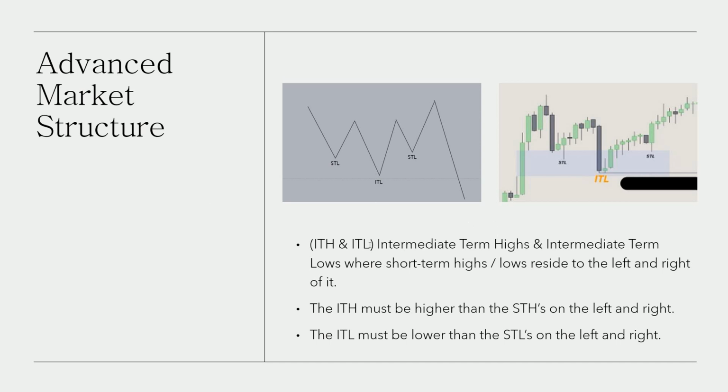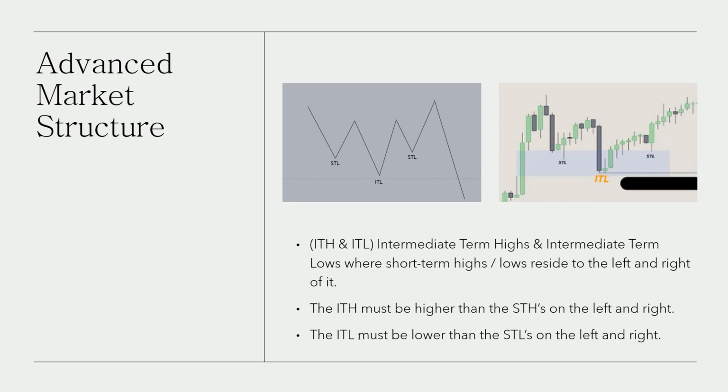Advanced market structure with intermediate term highs and intermediate term lows. So ITLs and ITHs. This is where short-term highs and lows reside to the left and right of it. The intermediate term high must be higher than the short-term highs on the left and right. The intermediate term low must be lower than the short-term lows on the left and the right. Okay, let's look at the left example. Your intermediate term low will be this low right in the middle.